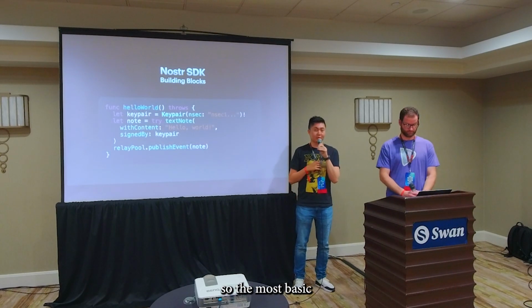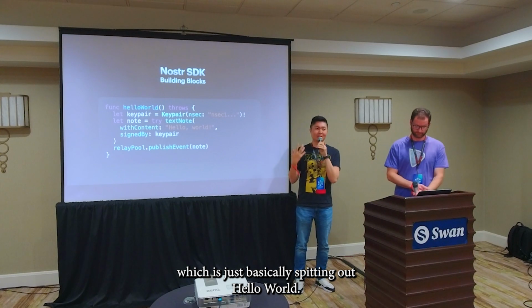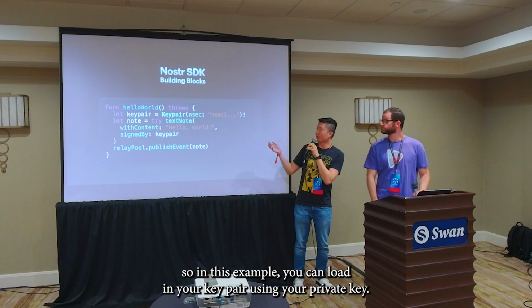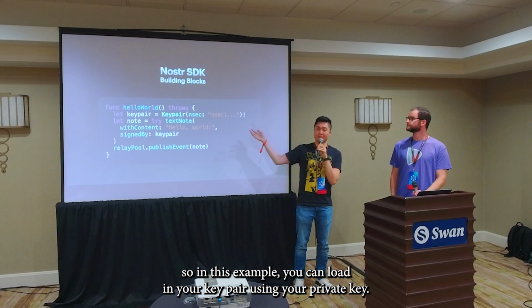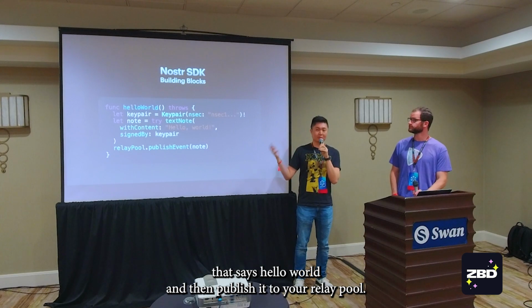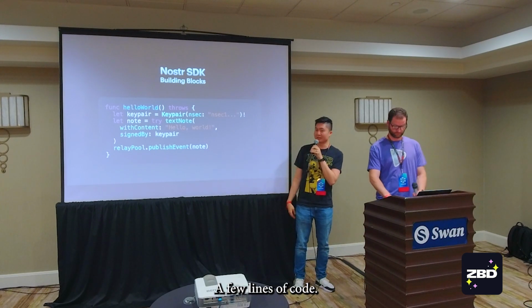So the most basic programming example is a hello world program, which is just basically spitting out hello world. In this example, you can load in your key pair using your private key. You can create a text note, which you sign with your private key that says hello world, and then publish it to your relay pool. Super simple, a few lines of code.